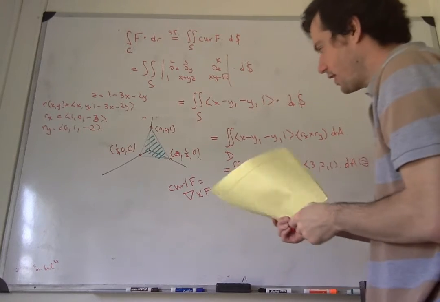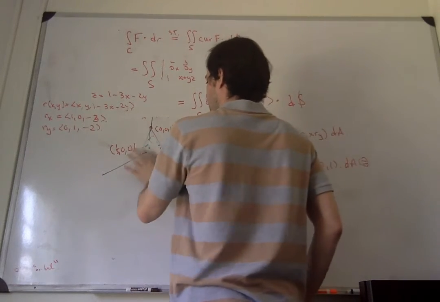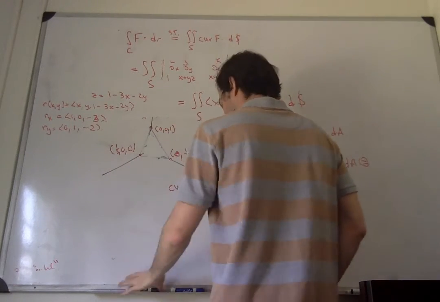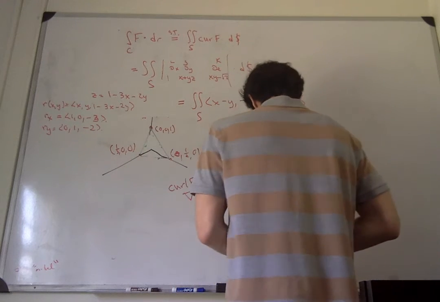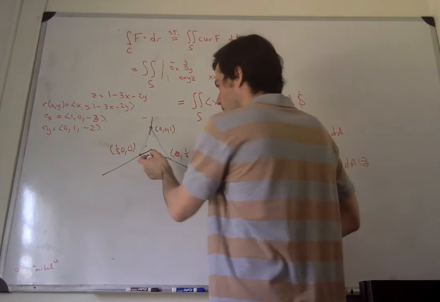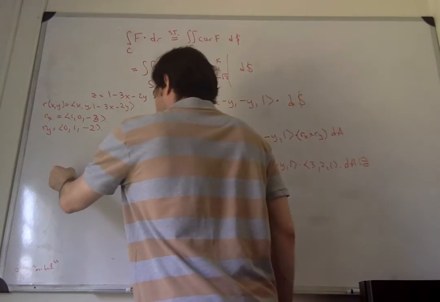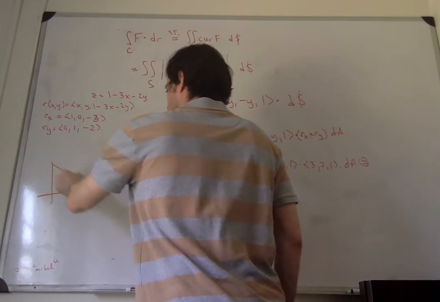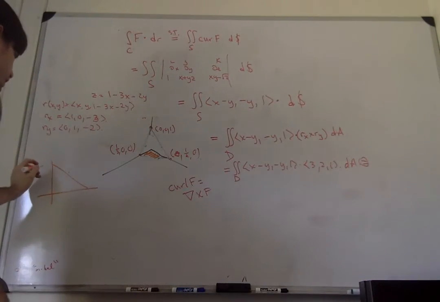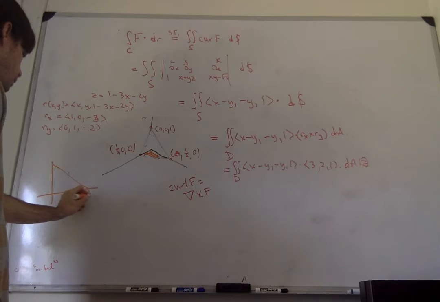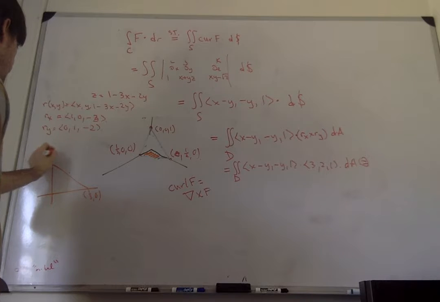Okay, now the thing is, we don't want S anymore, we want D. So what is D? Well, D is this bottom portion on the ground. And so that's going to be when z is equal to 0. So when z is equal to 0, you have 1/3 and 0, and 0 and 1/2.